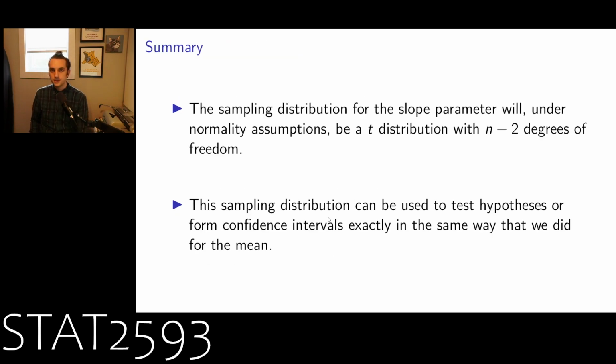So the sampling distribution for the slope parameter is going to be, if we make normality assumptions, a t-distribution with n minus 2 degrees of freedom. The sampling distribution can be used to test hypotheses or to form confidence intervals in exactly the same way as we did for the mean.